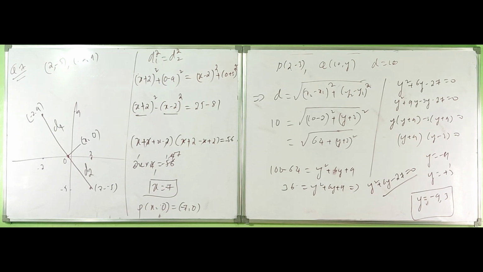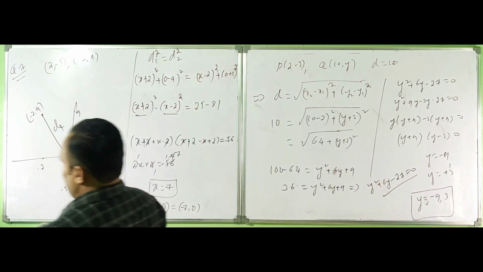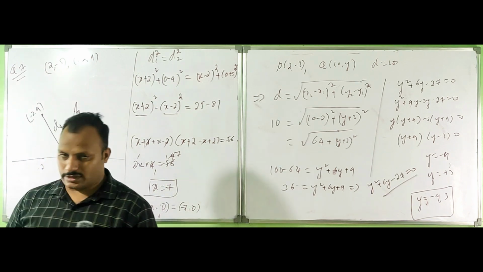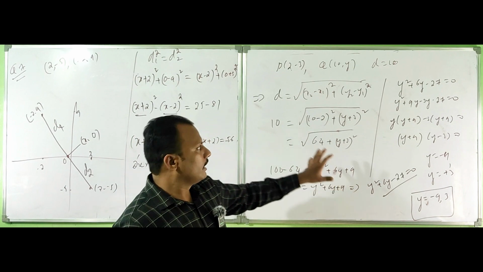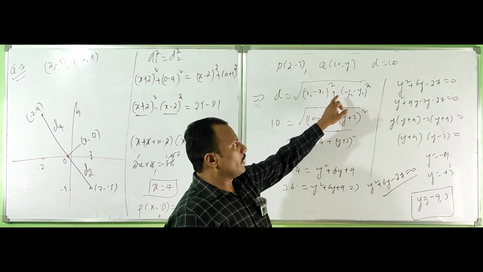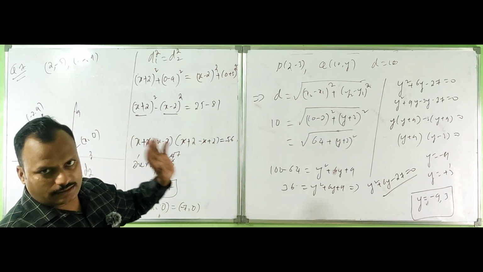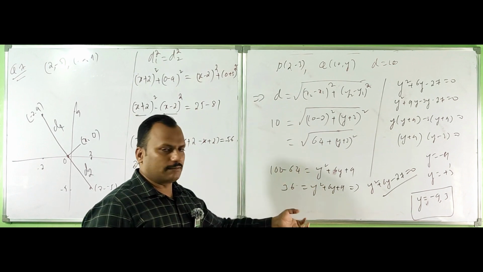What is the answer? Minus 9 or plus 3, right? Okay, see, this is the distance formula. There is only one thing you should remember: d is equal to square root of (x2 minus x1) whole square plus (y2 minus y1) whole square. That's all. If you remember this, that's enough for this whole distance formula section. Okay, the very basic equation.